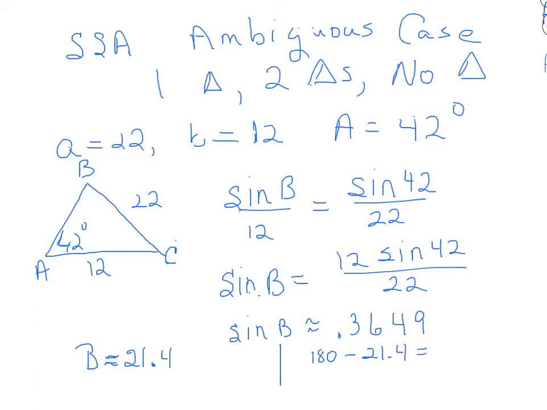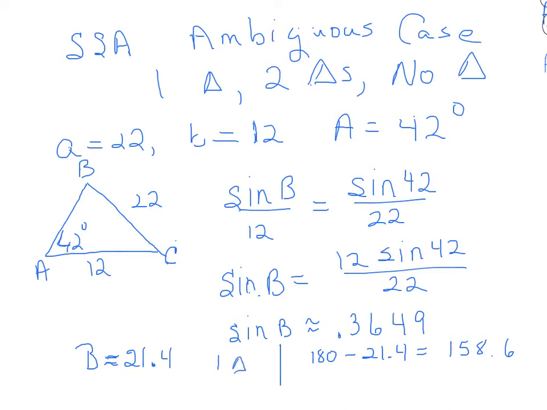Since you have your calculators out, it's just easier to do it: 158.6. Okay, now this is where we have to check against what we were given. We were told angle A is 42 degrees. What happens if I add 42 and 158.6? That goes over 180 degrees, so this is a one triangle solution. Right. Okay, so this is a one triangle solution.